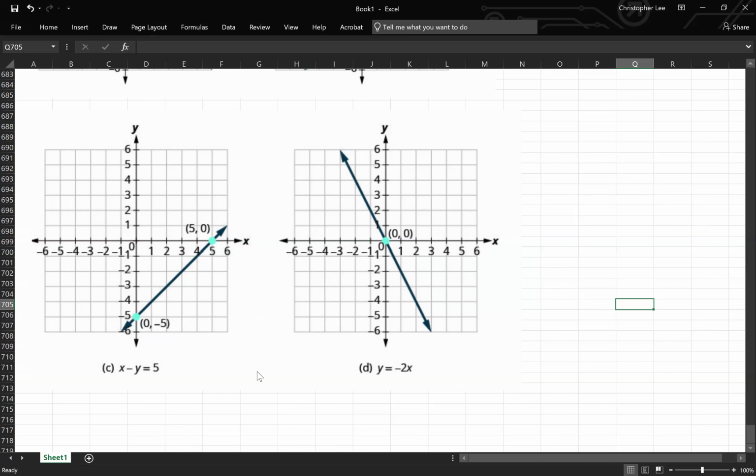I want to talk about this last graph, though. This is really interesting. This graph passes straight through the origin. So this point right here, the origin, is both the x- and the y-intercept at the same time. This is the graph of y equals negative 2x. Any questions on this? Make sense?